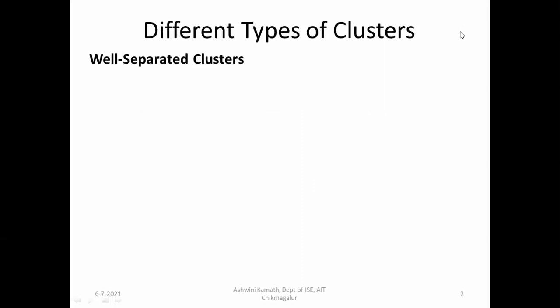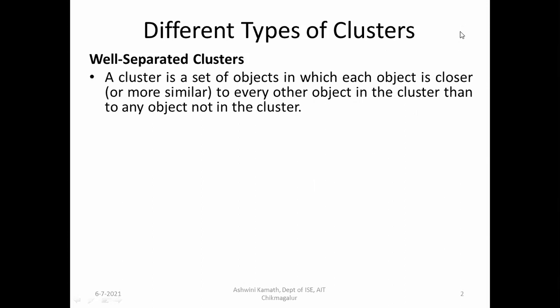Different types of clusters. The first one is well-separated clusters. A cluster is a set of objects in which each object is closer or more similar to every other object in the cluster than to any object not in the cluster. So objects within the same cluster will be similar to each other, or closer to each other if it is based on distance. That is within the cluster. If we consider two objects in different clusters, those two objects will be different.